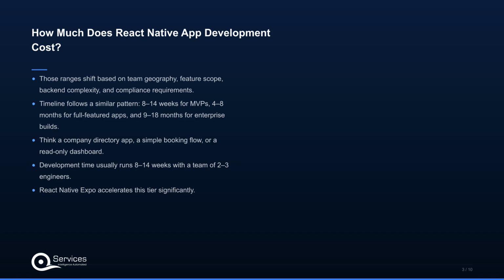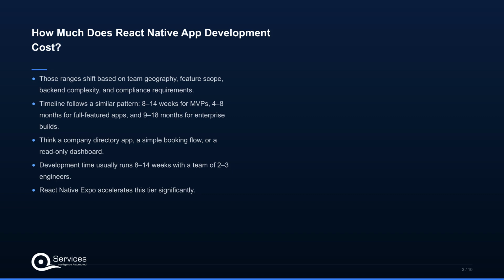At this level, you're typically looking at 3 to 4 core screens, a single user role, basic authentication, and a REST API consuming data from an existing backend. Think a company directory app, a simple booking flow, or a read-only dashboard. Development time usually runs 8 to 14 weeks with a team of 2 to 3 engineers.